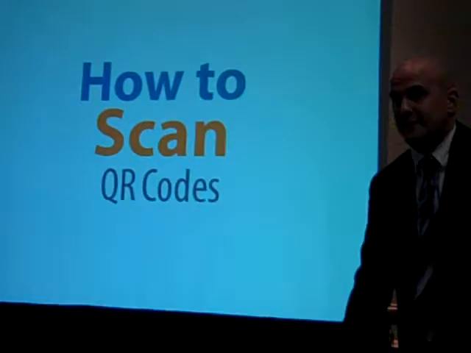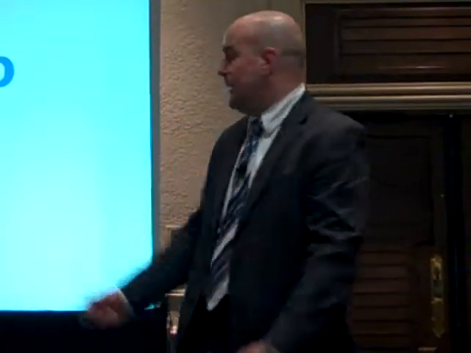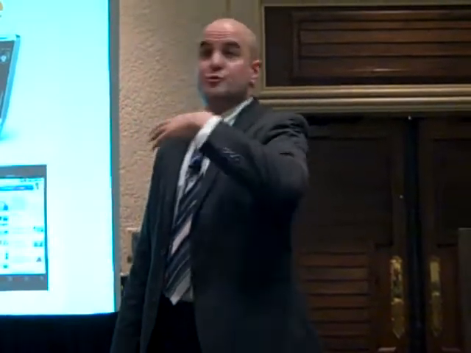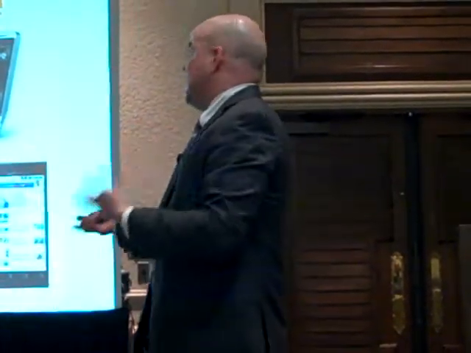How to scan them. That's the hugest thing, right? If they're easy to create, what's the other shoe? And it's how to scan them. And the bottom line is this. People need a smartphone to scan the codes. It's got to be maybe an iPhone or a BlackBerry, a Droid, Samsung. You can see some of the other ones up there.